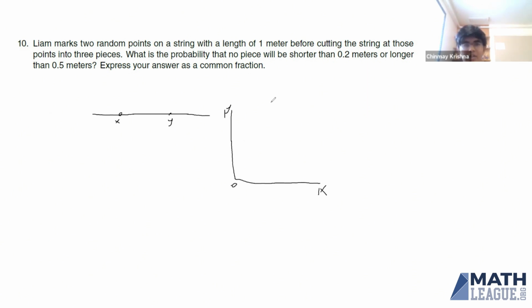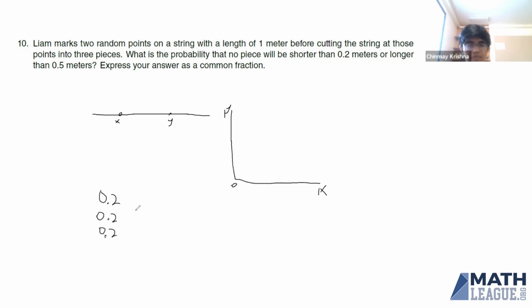And so we're trying to find out of those possibilities, how many of them have each of the string pieces at least 0.2, and none of them larger than 0.5. So to ensure that no piece will be shorter than 0.2 meters, for each of the 3 pieces, we can save 0.2 of the string. And then that'll leave us with 0.4 to be distributed between the 3 pieces of string in any way we'd like. And no matter what, each of the pieces will have to be at least 0.2.